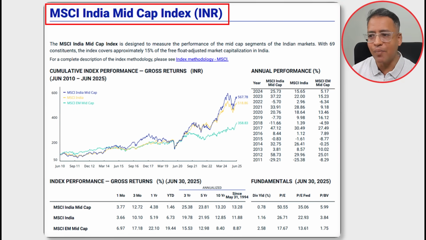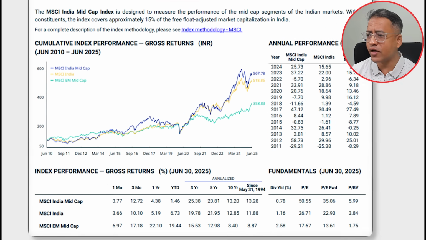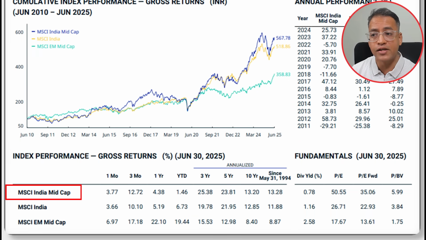And this is all about large cap space. What about the mid cap and small cap? If you look at the MSCI India mid cap index, very similar picture here. For example, MSCI India mid cap forward PE is 35.